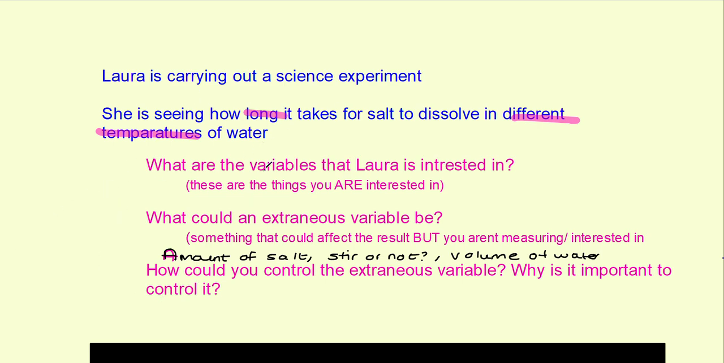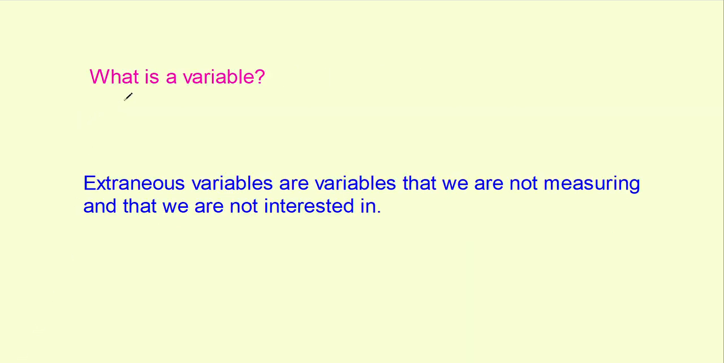Okay, why is it important to control it? To show the true effect of the 2 variables that you are measuring, okay, which in this case is how the different temperatures of water affect the time that it takes for salt to dissolve. So back to this slide, the variables, well, they're all variables, but extraneous variables in particular are variables we are not measuring and we're not interested in, okay? And I'm going to add a side note here. These need to be controlled. Okay, conditions must be exactly the same for both groups, other than the variable you are measuring.